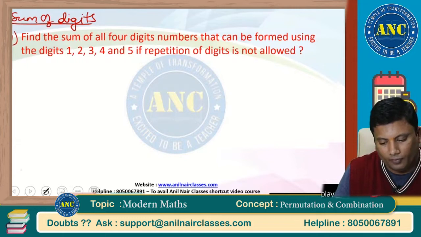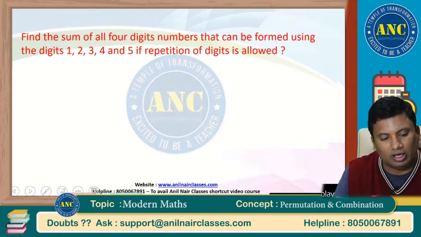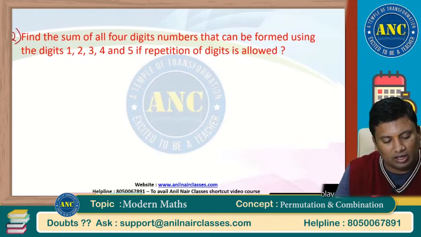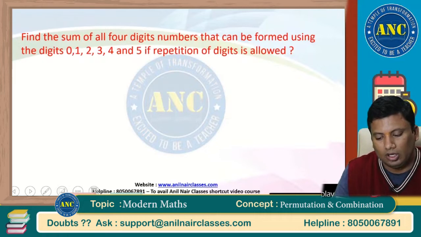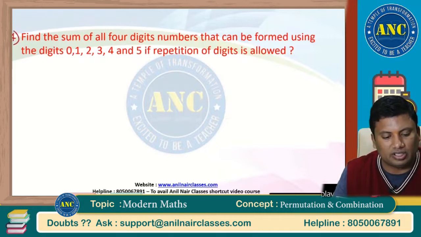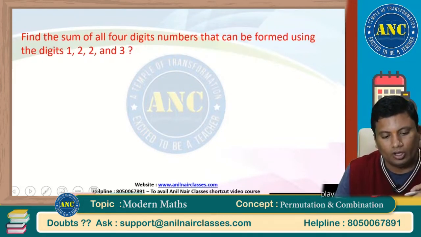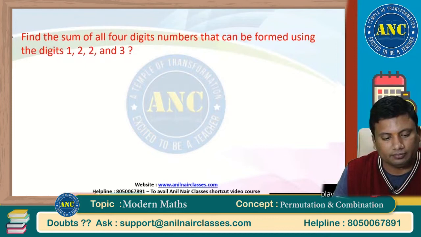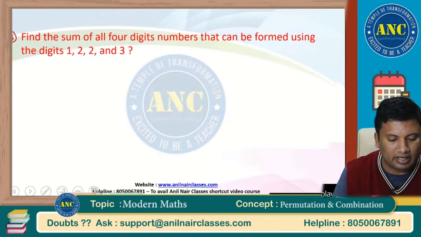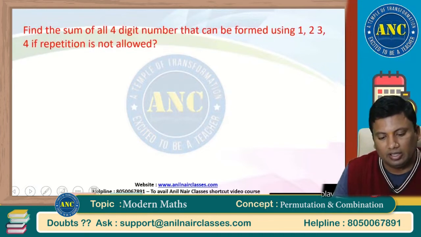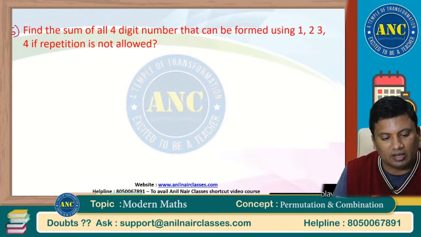How many problems are there? 1. Where repetition is not allowed. Repetition is allowed. Digit 0 is not there. Repetition not allowed with the digit 0. Repetition allowed with the digit 0. Repetition is allowed with digits getting repeated. 5. Right? Next, another exam model question.